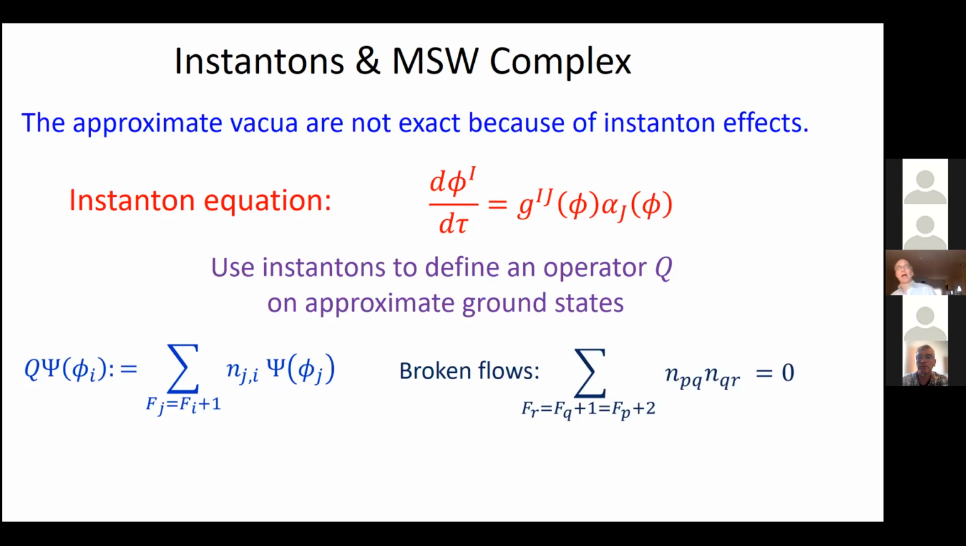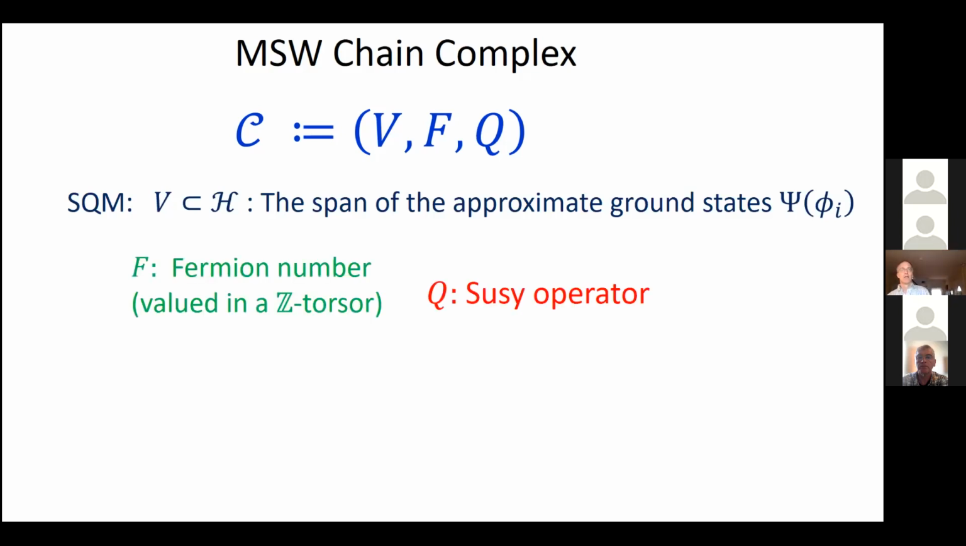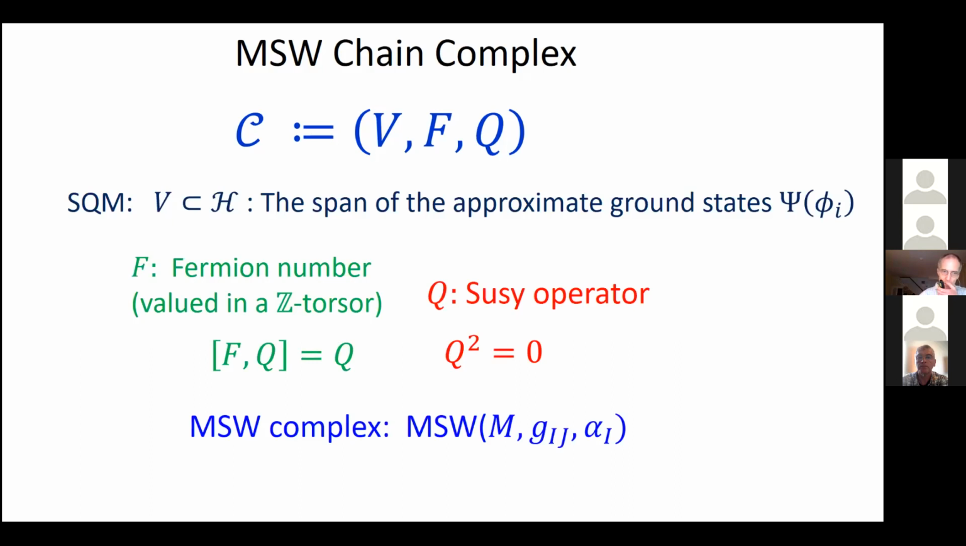If M is compact, and we remember that the Nijs are not integers but elements of the Novikov ring, this is still true, and Q squared is zero because of this broken flow identity. In other words, what we have is a chain complex. The vector space of the chain complex, we could do it over Z, but let's just say it's a vector space over C. The vector space is the span of these approximate ground states. The homological grading, which physicists call fermion number, which in general is valued in a Z torsor, I just defined it, in fact. And by definition, Q raises fermion number by 1, and then the differential is what physicists call the supersymmetry operator. So I'll denote this complex by the MSW complex. I'll denote it by MSW of M, G, and alpha.